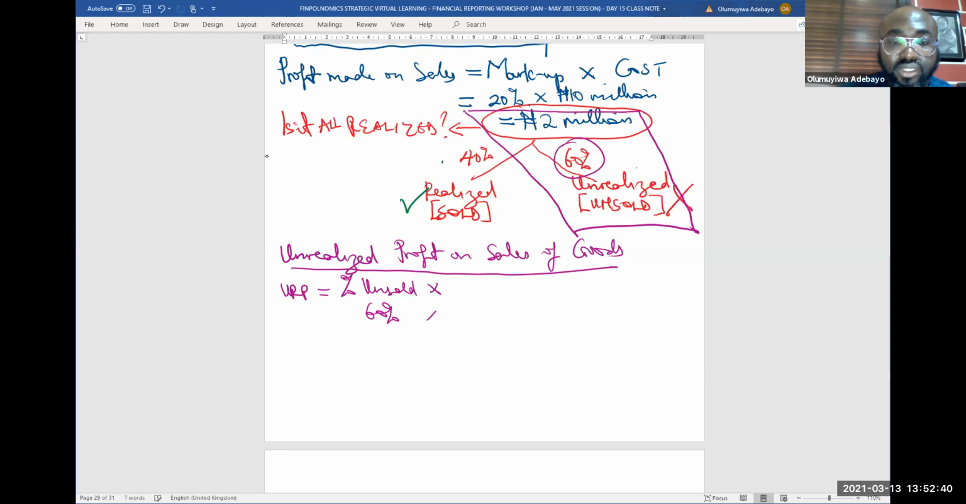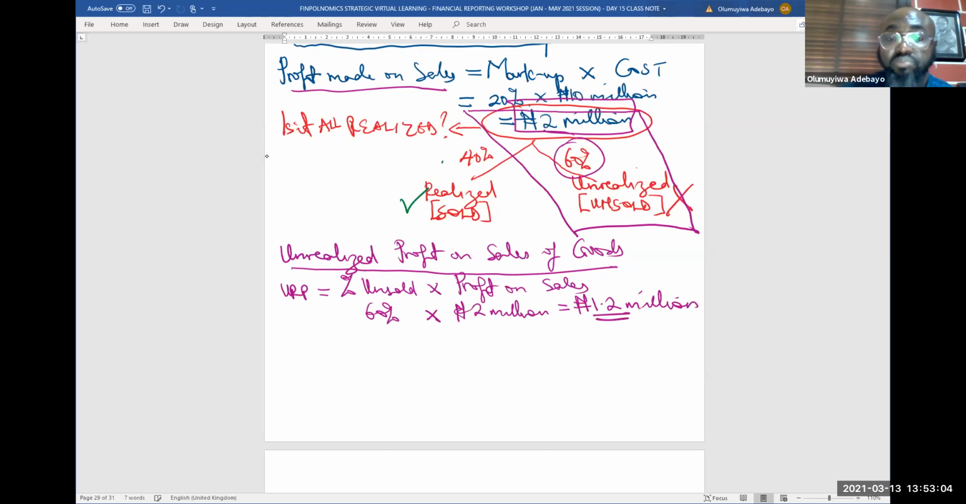Multiplied by what? The profit made on sales, which is what? 2 million. How much is that? 1.2 million. Which means of this 2 million, 1.2 million is unrealized. Now, unrealized in whose book?